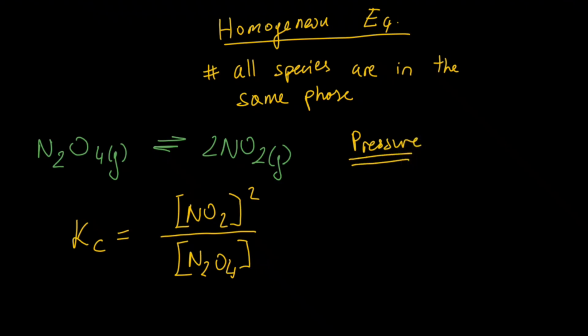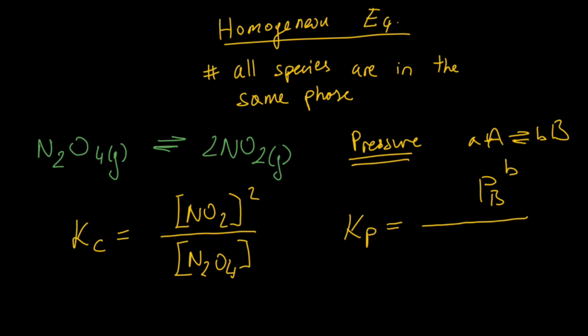Since gases have pressure, if we want to use the pressure, then we can write a Kp. For this kind of reaction, so I will keep it simple in this case, it is the pressure of gas B to the power b and gas A to the power a. So it is the same thing as the Kc, but I use pressure. So it is easy. And there is a relation between the Kp and Kc.